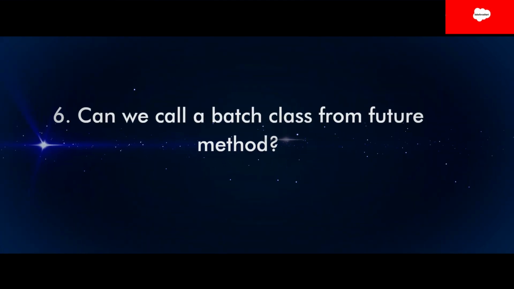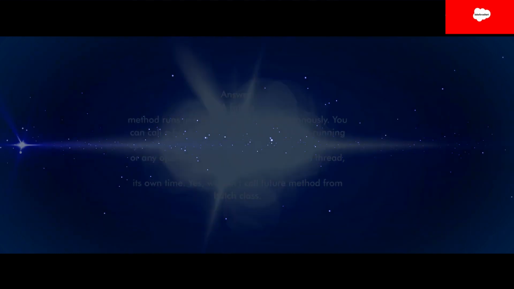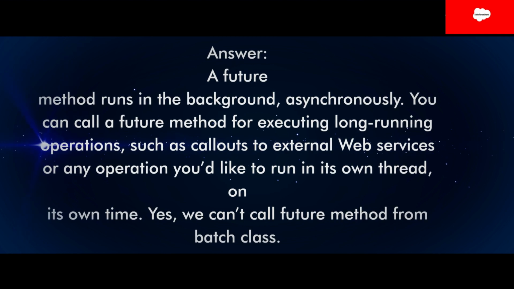6. Can we call a batch class from future method? Answer. A future method runs in the background, asynchronously. You can call a future method for executing long-running operations, such as callouts to external web services or any operation you'd like to run in its own thread, on its own time. Yes, we can't call future method from batch class.